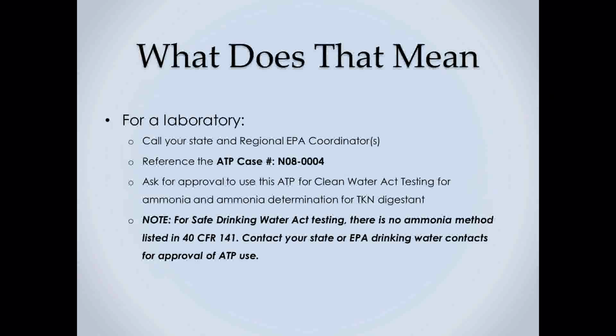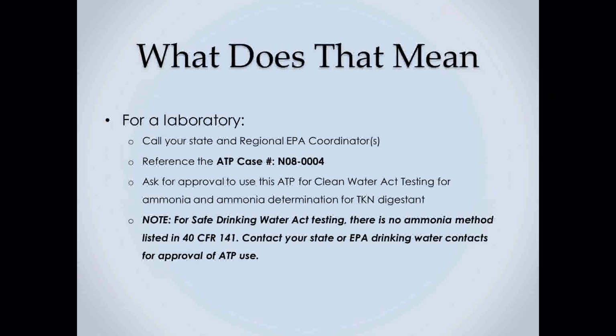So what does that mean for the laboratory? First thing you have to do if you wish to use this method for Clean Water Act, you need to contact your state and regional coordinators, in plural there, if your lab is doing work in more than one EPA region. And the state, in the case is if the state has some regulatory authority on this or if they interact with the EPA regional ATP coordinator. So I would suggest you do both. You reference the ATP case number N08-0004 when you talk about this so they know exactly what method you're talking about.